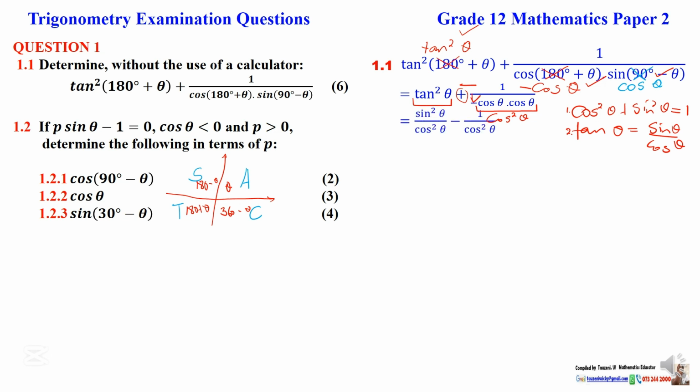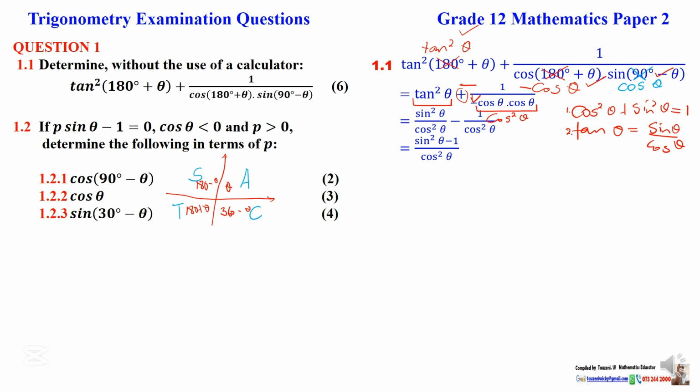My expression now looks like this. Sine squared theta over cos squared theta is replacing tan squared theta, minus 1 over cos squared theta, which I got by multiplying these two numbers. Now I have fractions. What do you know about fractions? If the denominators are the same, you add the numerators. So in this case, my denominators are the same. Therefore, I'm going to simplify the numerators only. Sine squared theta minus 1.